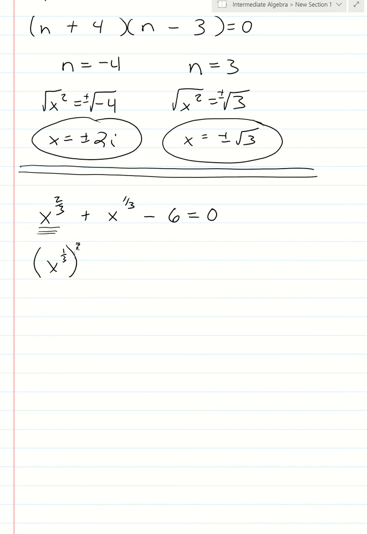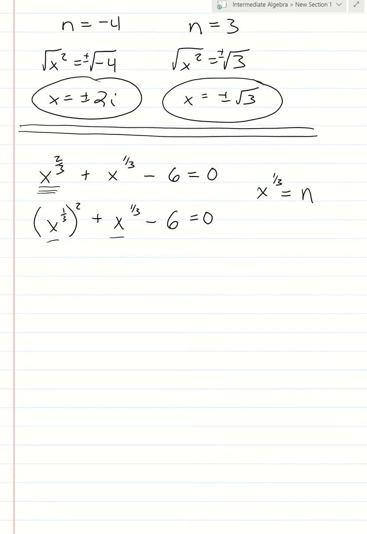Because, once again, by the law of exponents, if we have an exponent raised to another exponent, we multiply those 2 powers, and if you multiply a third times 2, you would get 2/3. Plus, we still have x to the 1/3 power minus 6 equals 0. And now, once again, we're going to use a little substitution in that wherever we see x to the 1/3 power, I'm going to set that equal to any variable of choice. Once again, I'm a creature of habit. I'm going to let my variable be n.